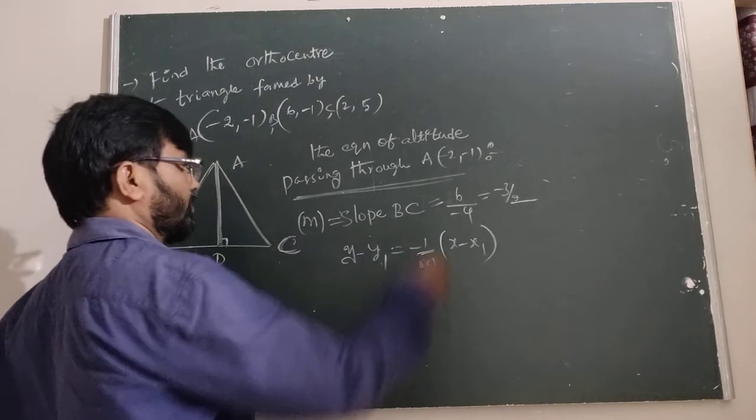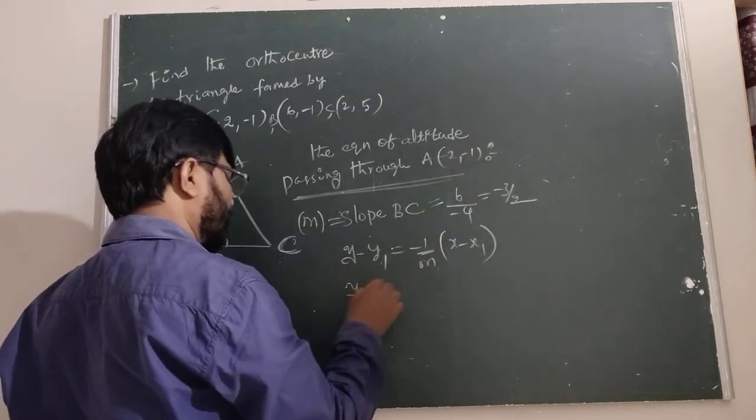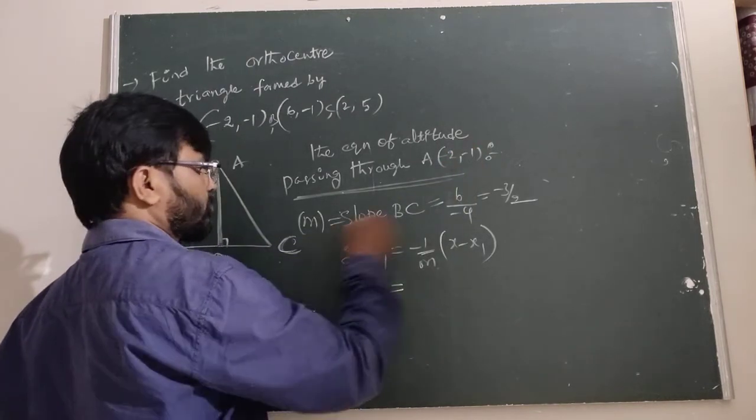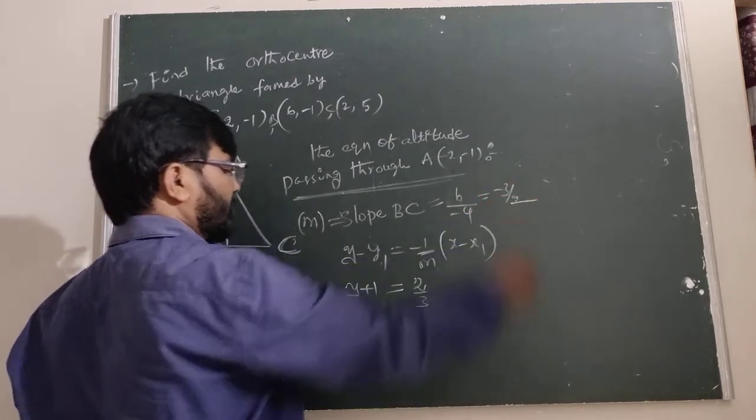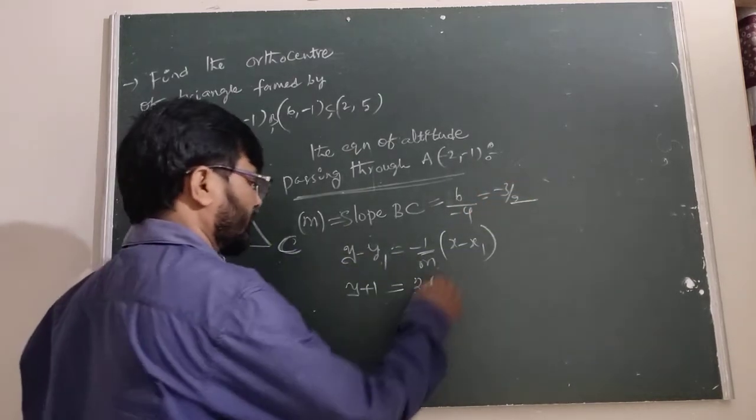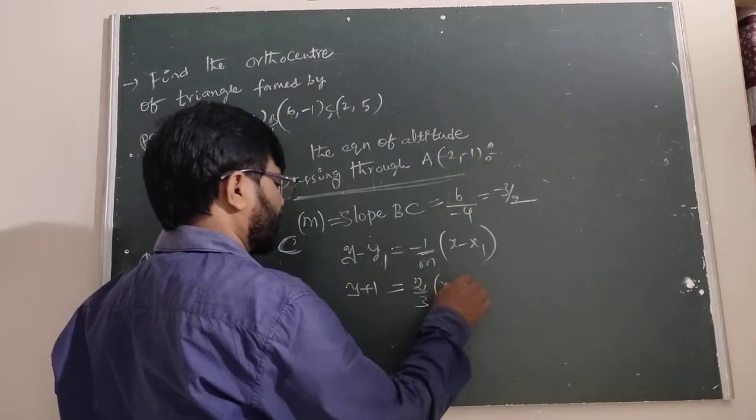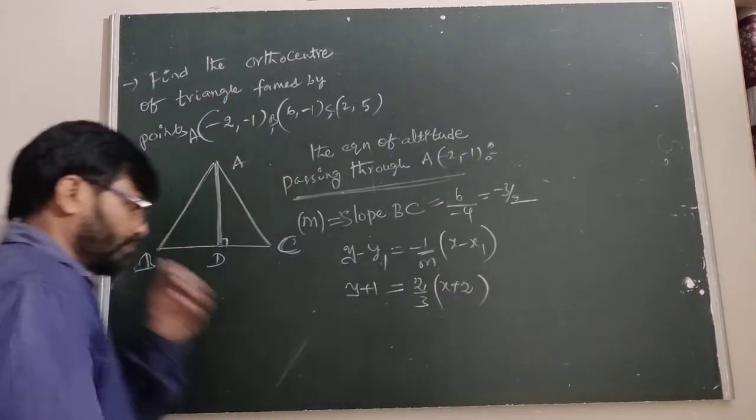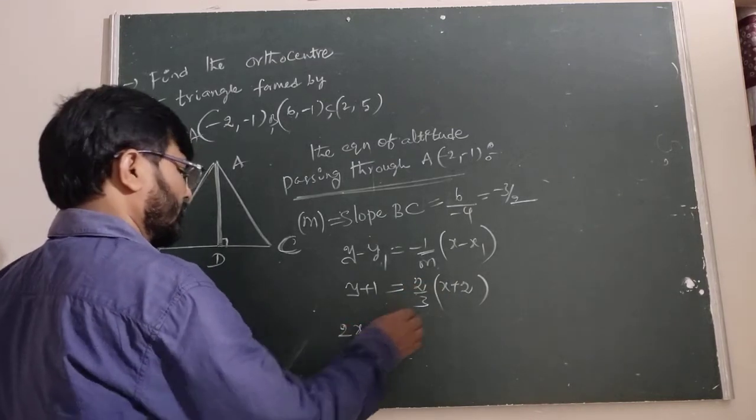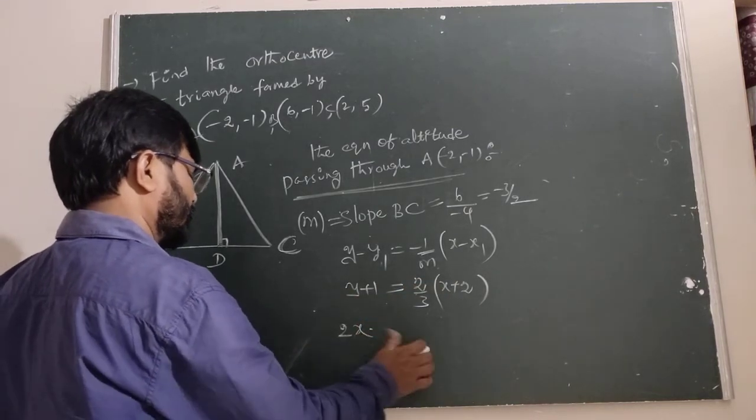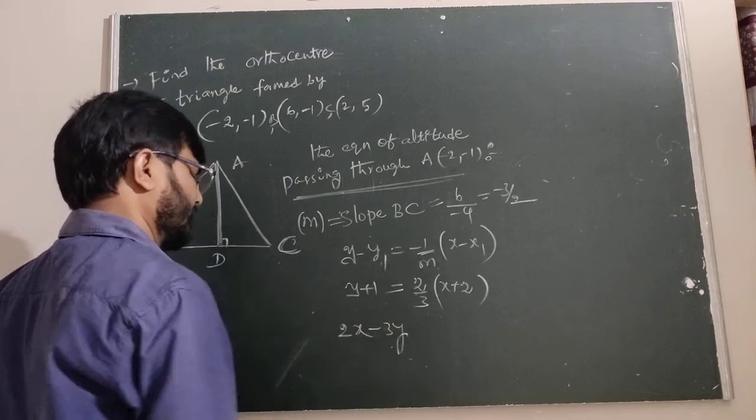How to write this one? y minus y1 is y plus 1, and m is 2 by 3. Take the opposite sign and reciprocal of 3 by 2, which is 2 by 3. x minus x1 is x plus 2. After simplification, 2 into x is 2x, and 3 into y is 3y, sending it to the other side, minus 3y.